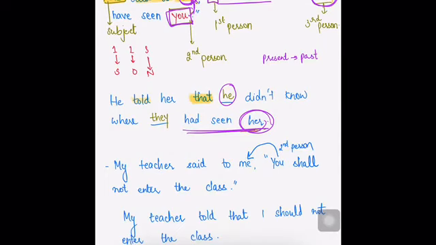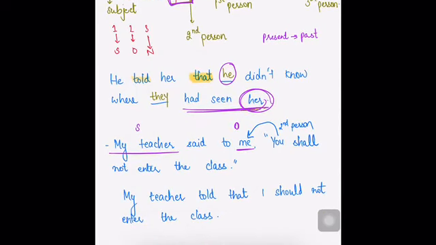Now we shall look at one more example here. "My teacher said to me." So my teacher will be your subject. "To me," me is your object. "You shall not enter the class." Now look here. "My teacher said to" will change into "told". This you're already clear on. So now: my teacher told that I should not enter the class.